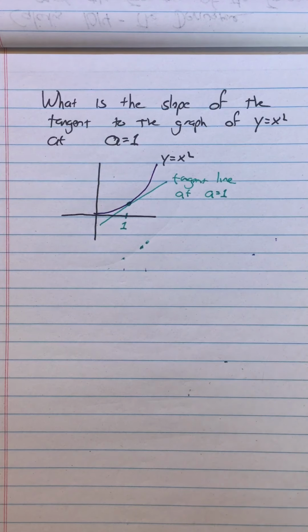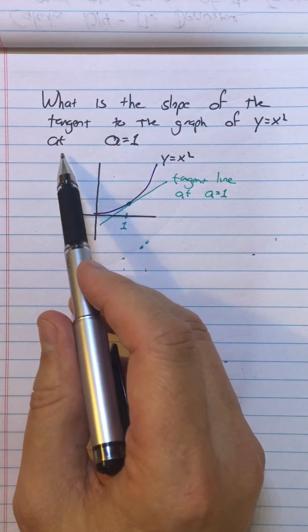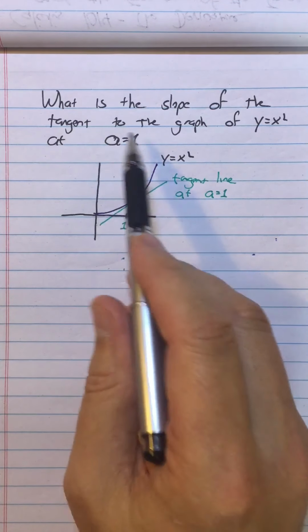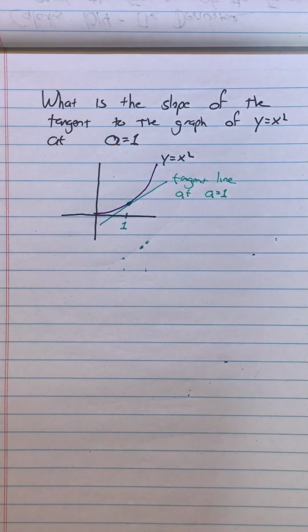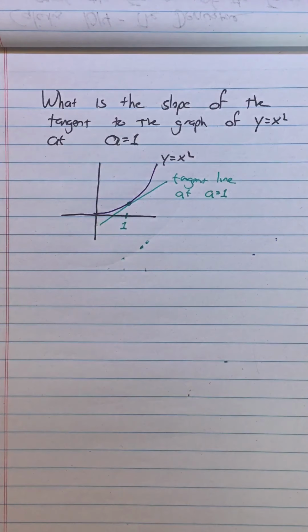So here's our question. What is the slope of the tangent to the graph of y equals x squared at a equals 1? Sometimes we're going to say x equals 1, and a, just as sometimes we use a to mean that we're referring to a specific constant spot on the x-axis. So sometimes we'll say at a equals 1, sometimes we'll say at x equals 1. I'm going to use a for now. And if I forget which one I'm using halfway through, that would be typical for me.